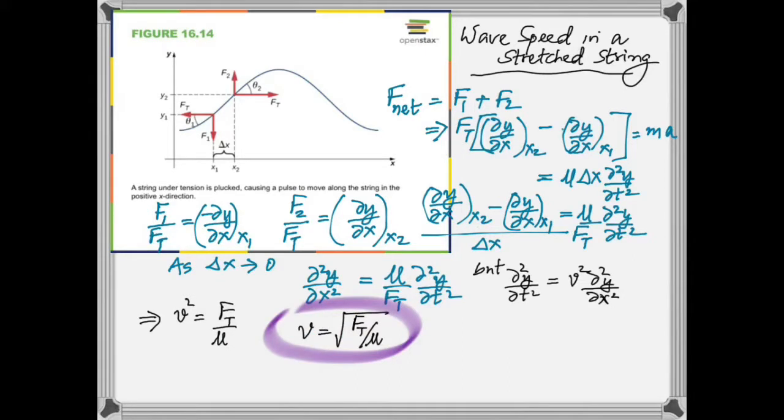Very important relation again. So the velocity or the speed of waves through a stretched string is the square root of the tension divided by the linear density. What does that mean? That means if you increase the tension, the speed is going to increase. And also it means that if you decrease the linear density, that means for a thinner string, the speed is going to be much bigger. So those are the two factors on which the speed of waves through a stretched string depends.